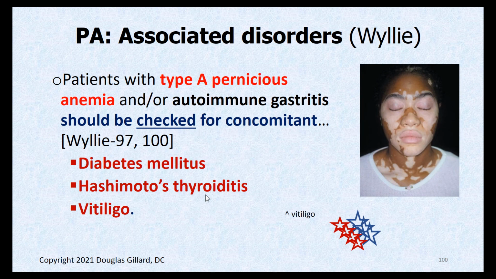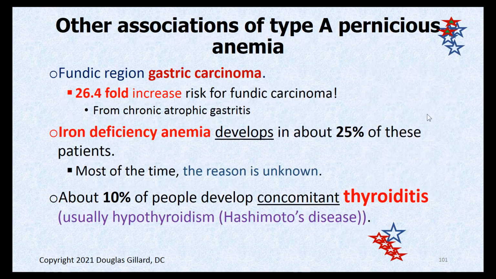There are some associations we should know. Pernicious anemia, the autoimmune type of pernicious anemia, those patients have a much higher rate of type 1 diabetes mellitus, Hashimoto's thyroiditis, which is a hypothyroidism, and vitiligo, like this patient has, which is an absence of melanin. We'll talk about that in 7th quarter.